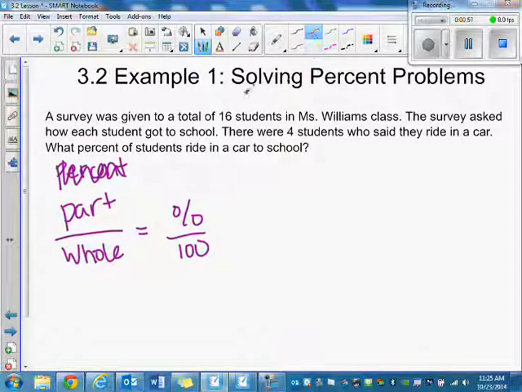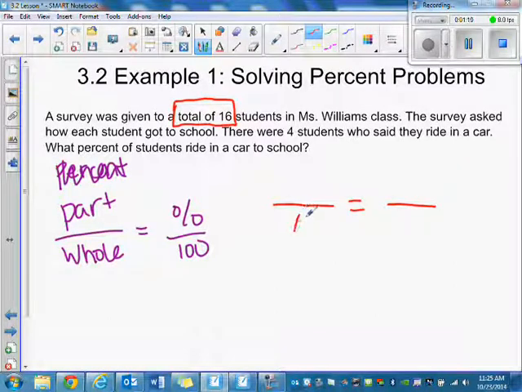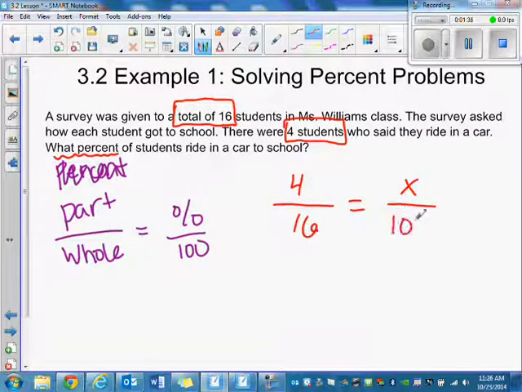So I had a total of 16 students. Well, that's the whole amount, or the total amount of students. So when I set up my proportion to help me solve this, my whole amount was 16. There were 4 students who said they rode in a car. That was only part of the amount of students, so I would fill 4 in the part. And then it wants to know what percent. Where the percent sign is, that's what I'm figuring out, so I'm going to put X for my variable. Percents are always out of 100%.